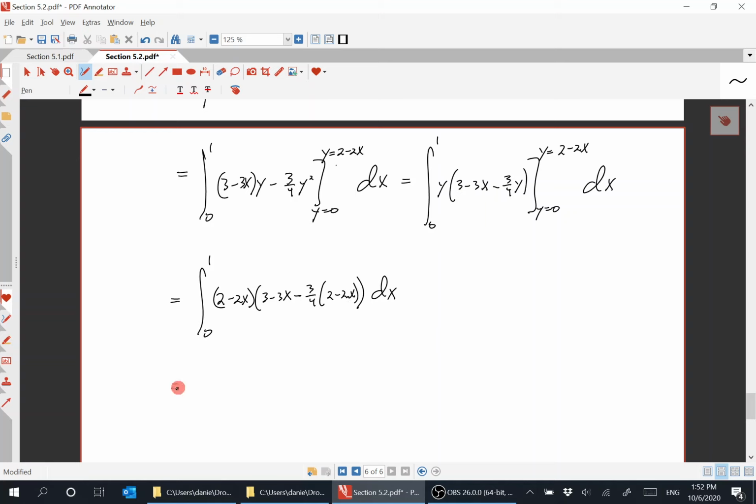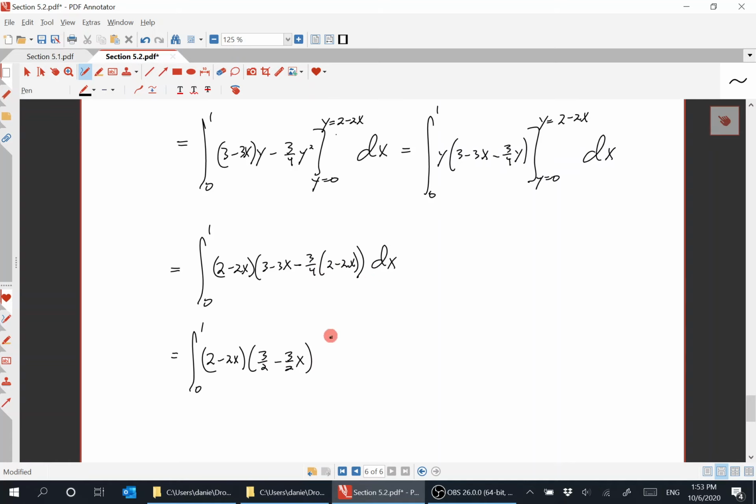So this is equal to the integral from 0 to 1 of 2 minus 2x times, let's see what we have here. 3 minus 3 halves gives you 3 halves. Right? And then minus 3x minus 3 halves x, so that's 3 halves x. I guess we multiply by 2 and you get 3 halves. So 3 halves minus 3 halves x, dx.